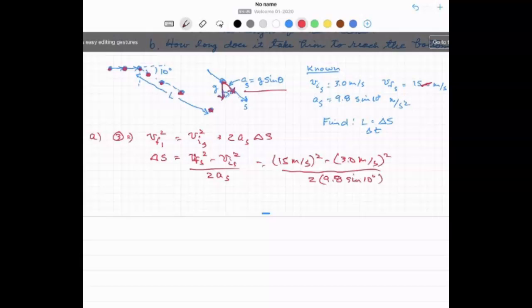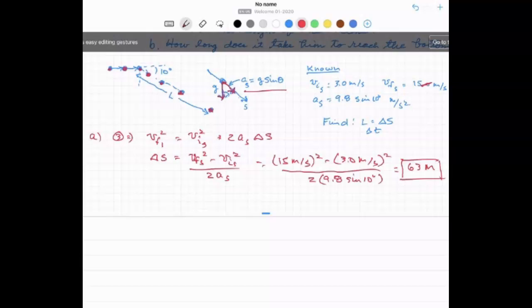And when you do this calculation with your calculator, be sure that you have your calculator set to degrees and not radians. So now let me plug these numbers into my calculator. And when I do that, I see that the distance the skier travels down the incline is 63 meters.